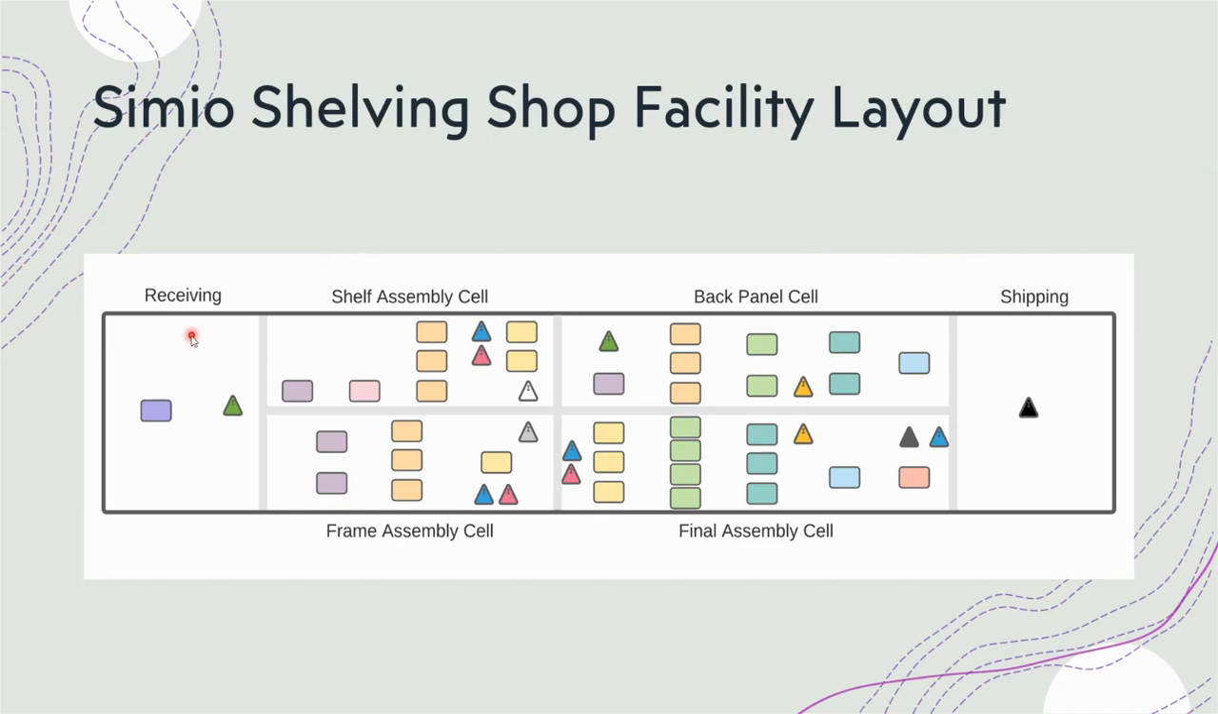As you can see, it is composed of many sections. We can see the receiving section, the shelf assembly cell, frame assembly cell, the back panel cell, the final assembly cell, and finally the shipping section. We're going to talk in more detail about each of these sections.